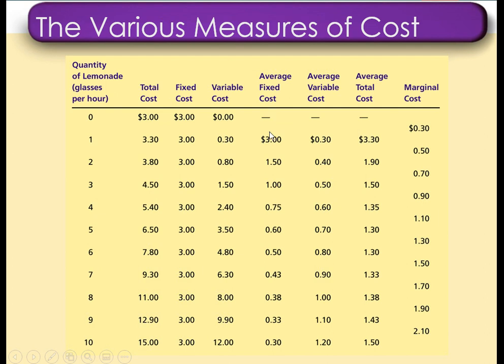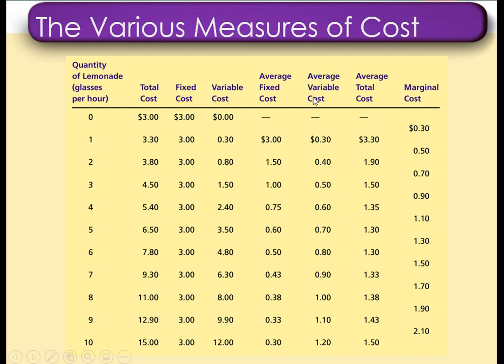While calculating average fixed cost, you have to divide the fixed cost by the number of units produced. Here you are producing 1 unit and your fixed cost is 3. So for the calculation of average fixed cost, you divide fixed cost by the number of units produced. So 3 divided by 1 equals 3. Then 3 divided by 2 equals 1.5, then 3 divided by 3 equals 1, then 3 divided by 4 equals 0.75, then 3 divided by 5 equals 0.6, and so on.